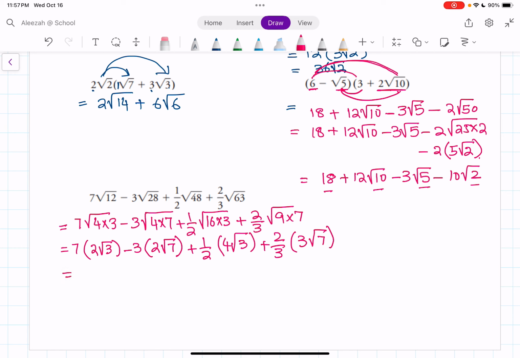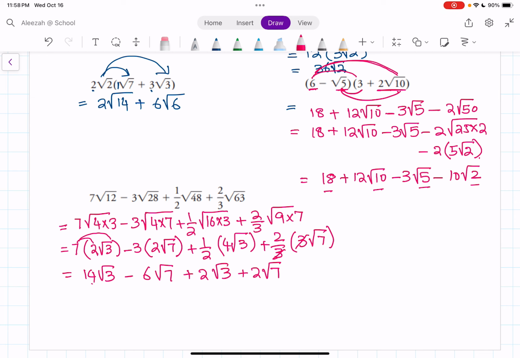And now I just multiply them. 7 times 2 is 14 square root of 3. Remember that we don't multiply 7 with square root of 3. We just multiply 7 and 2, so that's 14. I won't write 14 square root of 21. It's just square root of 3. Minus 6 square root of 7. Okay, it's half times 4. So half times 4 is 2. Or you can say half of 4 is 2. So I'm left with 2 square root of 3. Similarly, this 3 cancels out, and I'm left with plus 2 square root of 7.